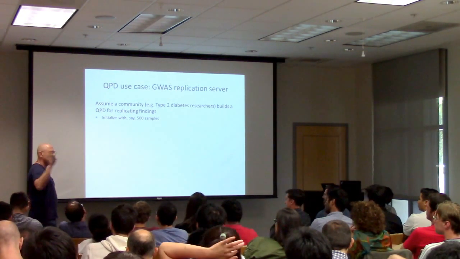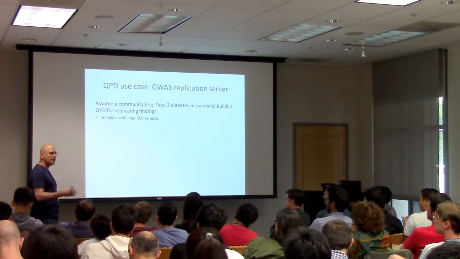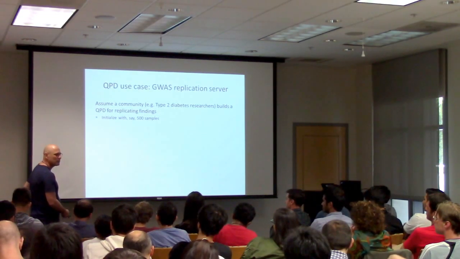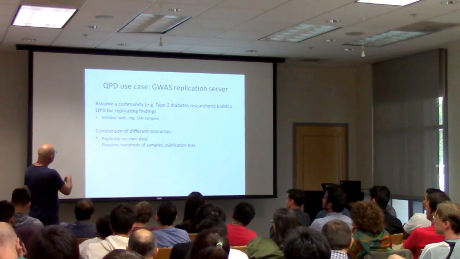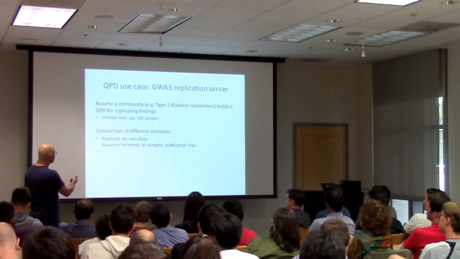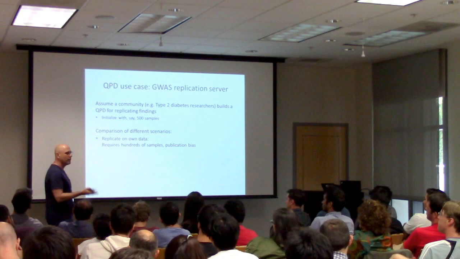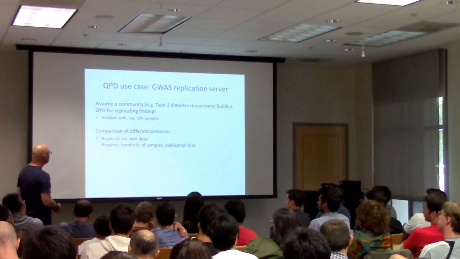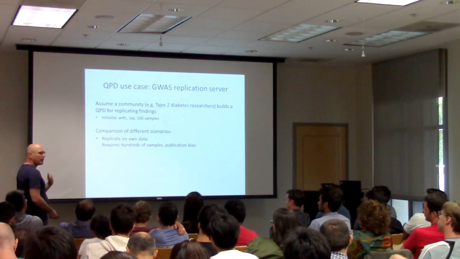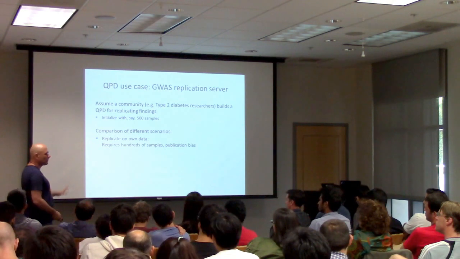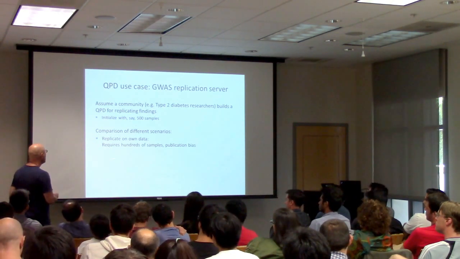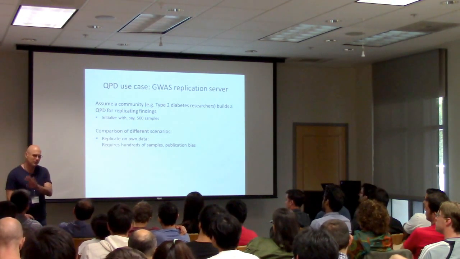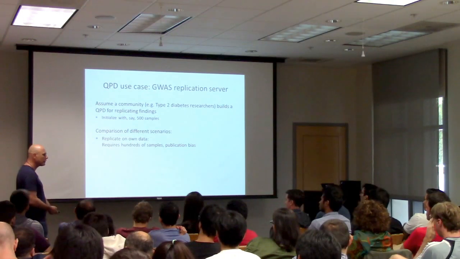And we have this additional mechanism for generating additional data as part of the consortium. And with type 2, it's probably not a problem to get more cases and controls. Okay, so now we have to convince the consortium that it's a good idea to have this replication server, this common resource. So we can look at different scenarios for doing replication. Everyone who has a discovery can just collect some more data and replicate on that, right? That's typically going to require hundreds of samples. And we still have publication bias across replications, as we discussed before.